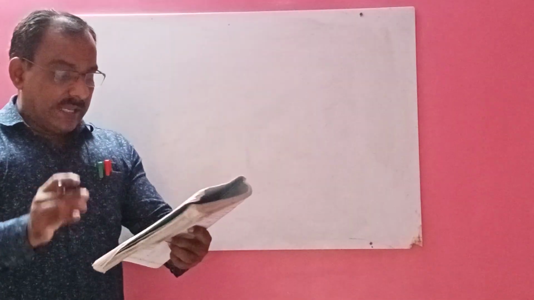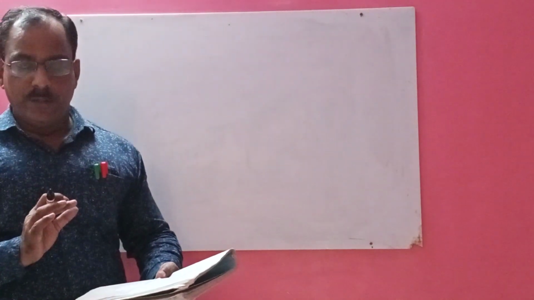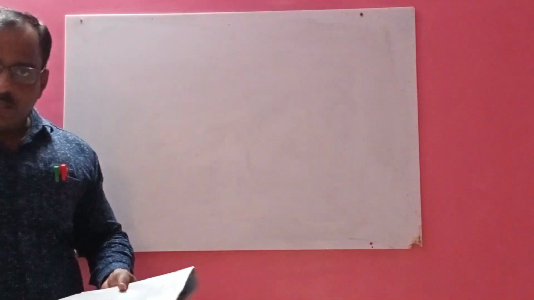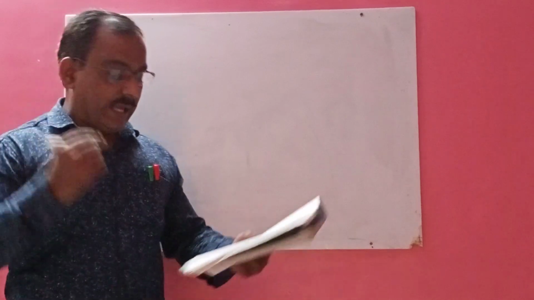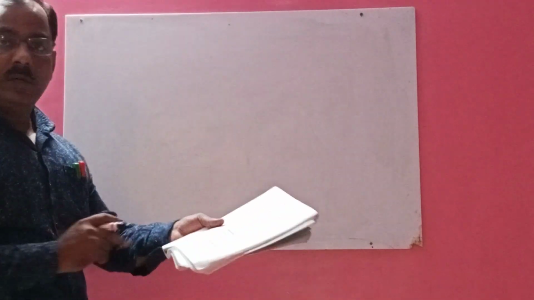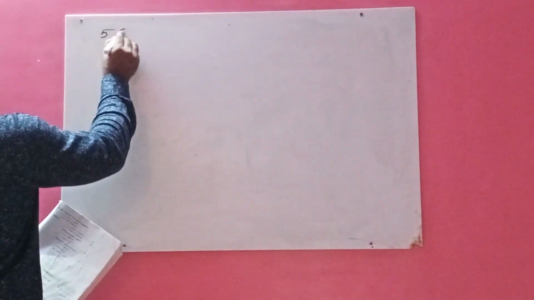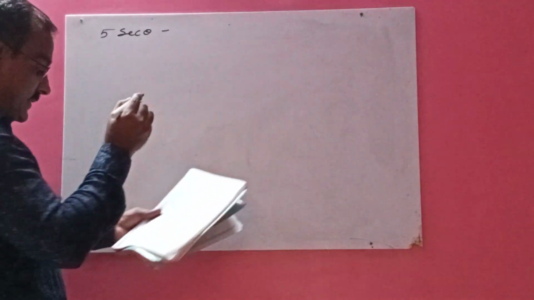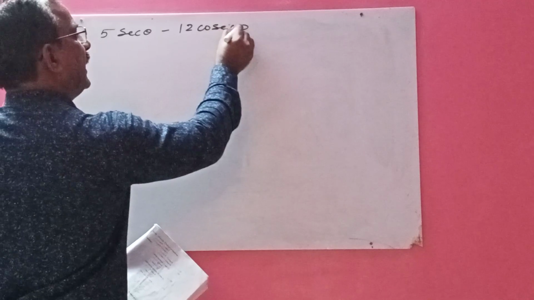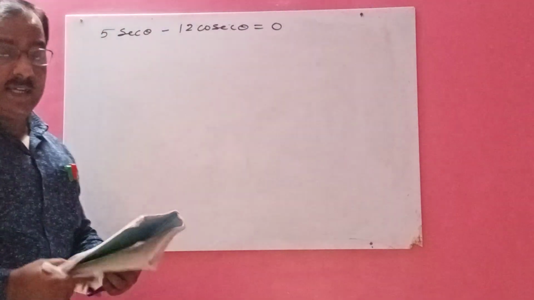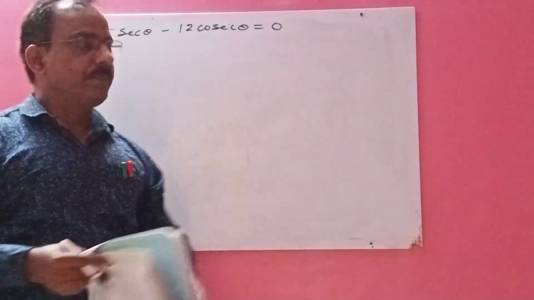But here they have not given any one ratio, children. They have given one equation in trigonometric form. So first we are going to solve this equation to get one trigonometric ratio value. So see how I will get one trigonometric ratio value from the given equation. 5 sec theta minus 12 cosec theta is equal to 0. From this equation, I am going to get one trigonometric ratio value.